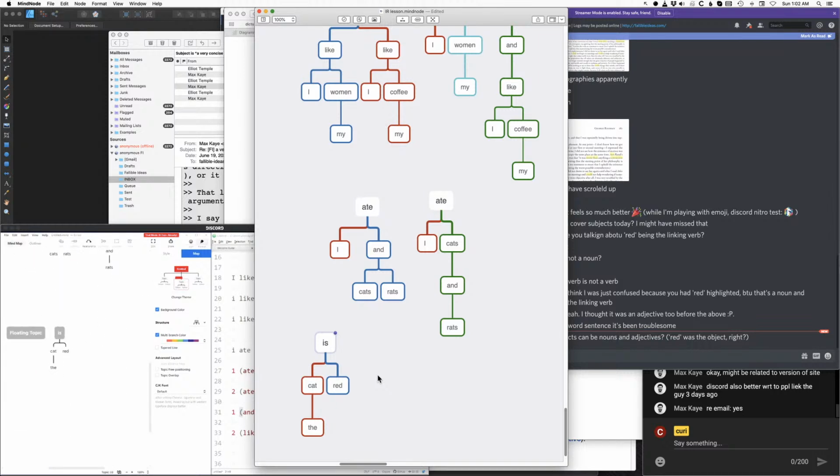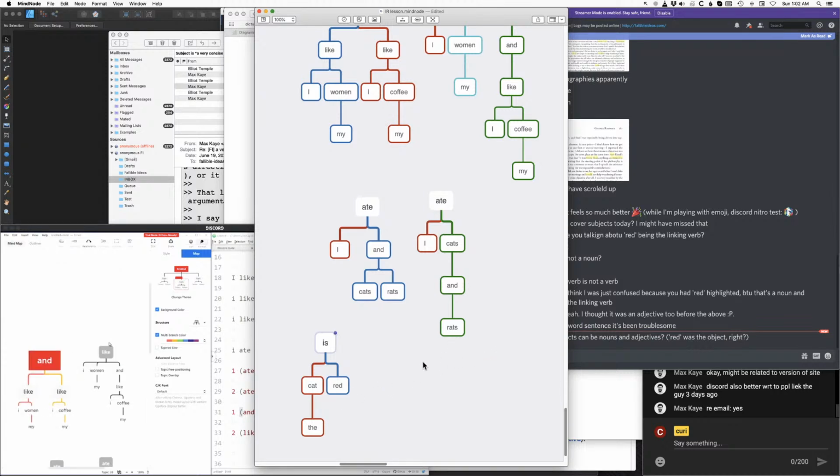So, objects are optional, but complements, the objects for linking verbs, are not optional. You have to have both sides of the linking, the left link and the right link. The subject and the complement.